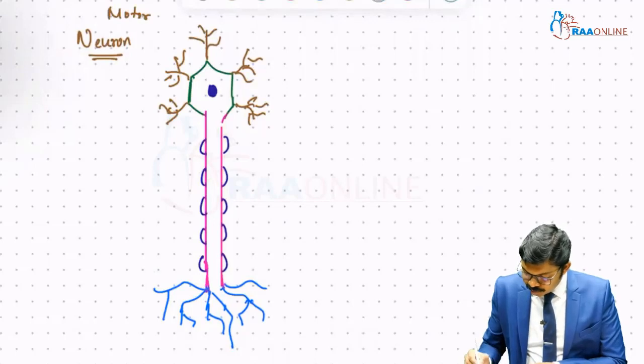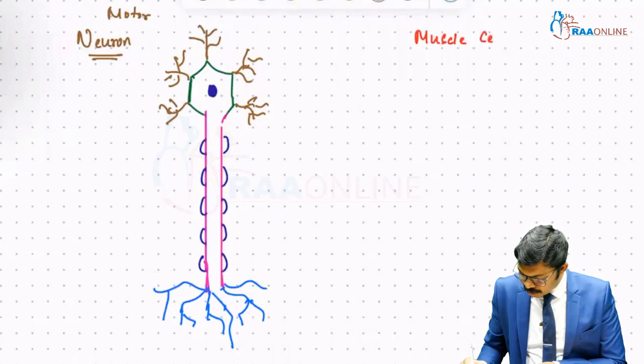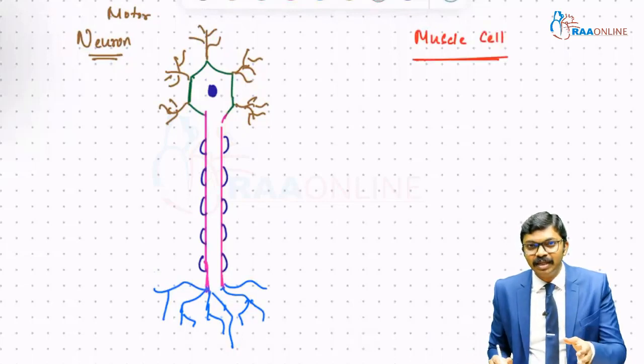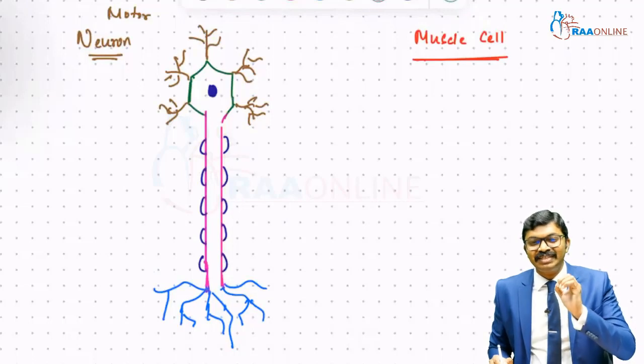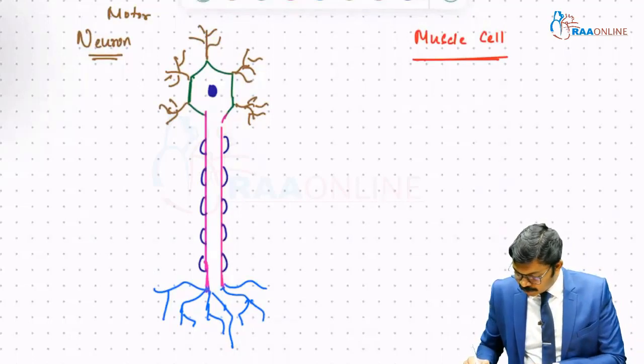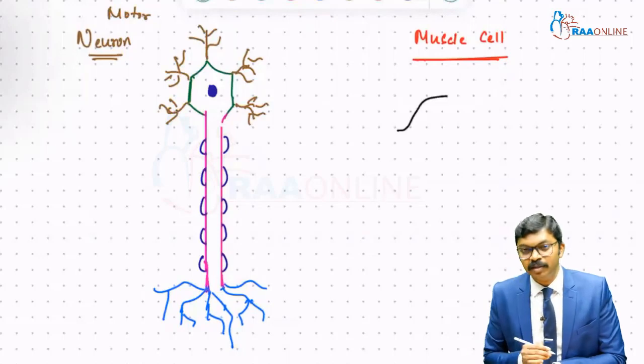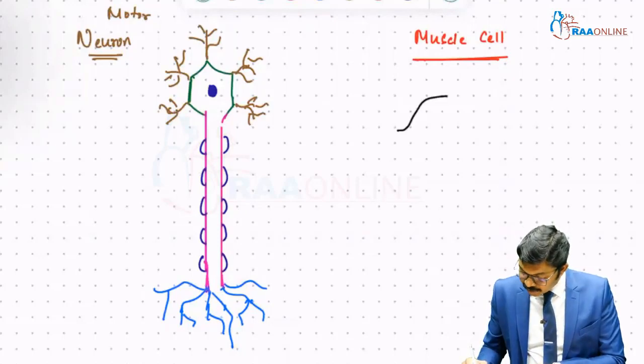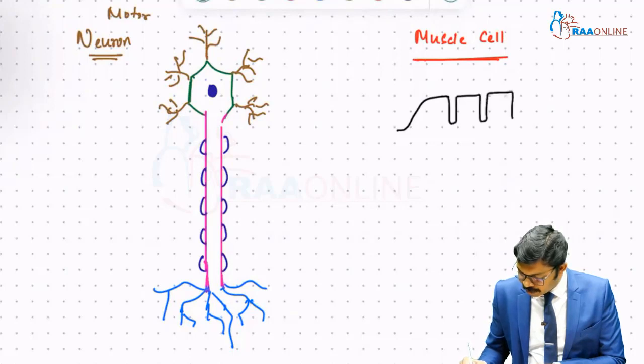Now let us go on to see the structure of a muscle cell. I repeat, I am not going to tell you the structure of a muscle, I am going to tell you the structure of a cell belonging to a muscle. A muscle cell has a cell membrane called the sarcolemma, and this sarcolemma is thrown into numerous small folds.